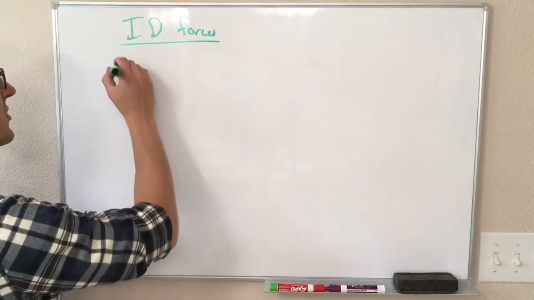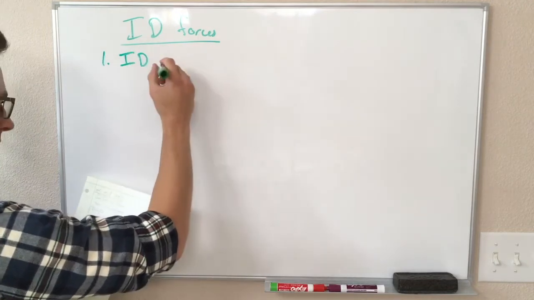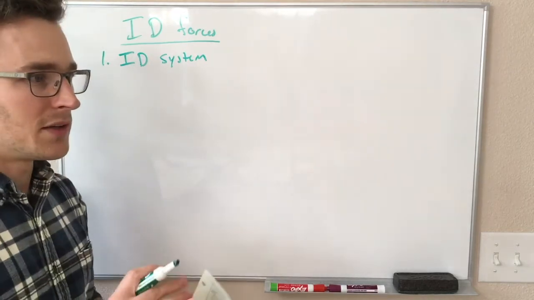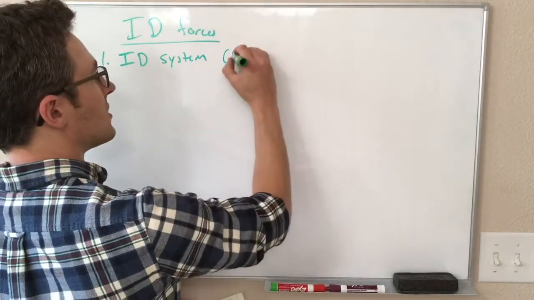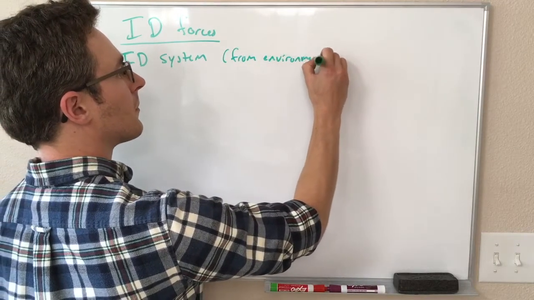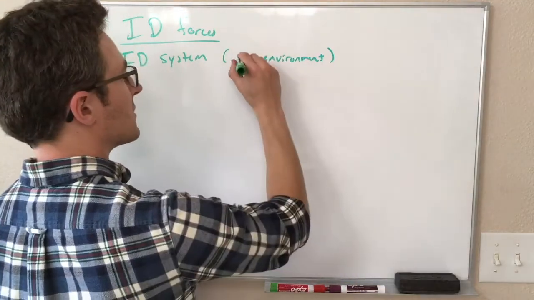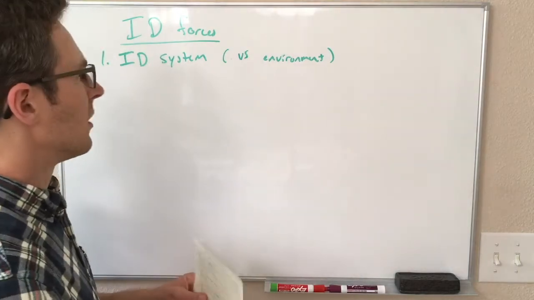Okay, so the first step is to identify our system, and that is to distinguish what we're considering our system and what we're considering our environment. I guess I should say our system, versus the things that are in the environment. So let's do a little example as we go.